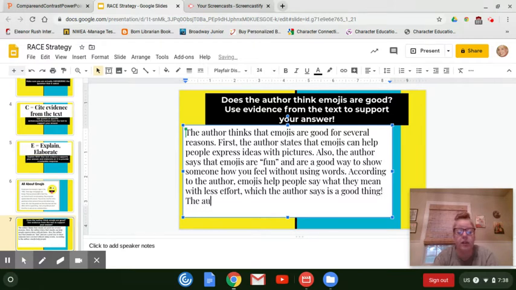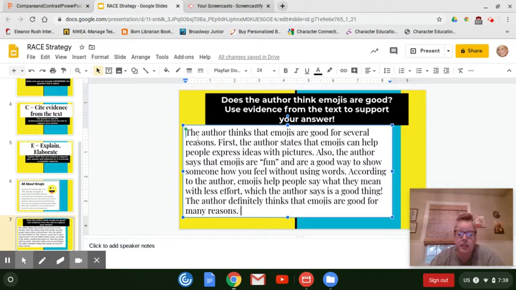The author definitely thinks that emojis are good for many reasons. And that's like my concluding sentence. So here would be a good, thorough answer to the question, does the author think emojis are good? Use evidence from the text to support your answer.